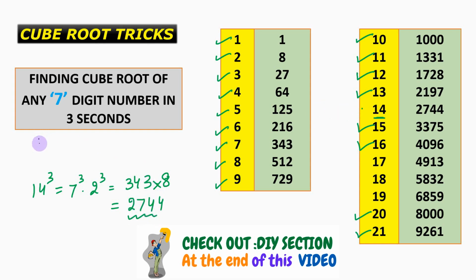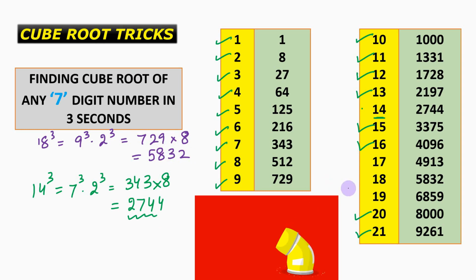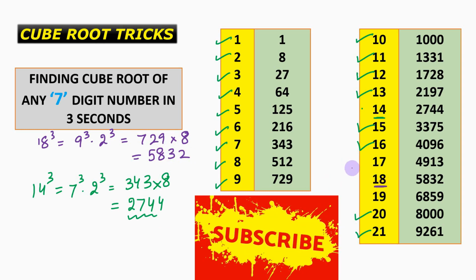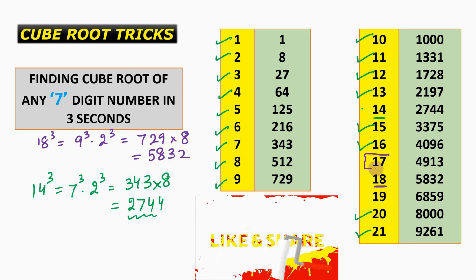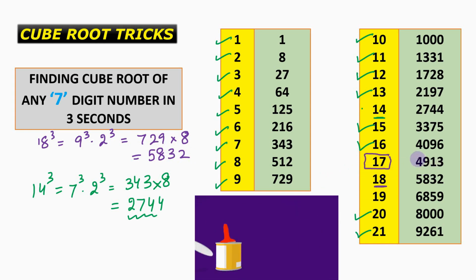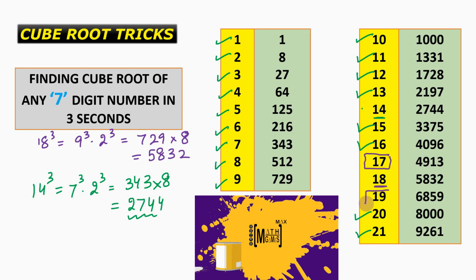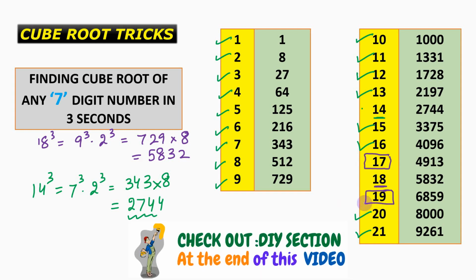Also 18 cube is equal to 9 cube into 2 cube, which is 729 into 8, which can be done mentally very easily, and this is 5832. So you can remember this also very easily. Now you have to make a little bit of effort to remember the cube of 17, which is 4913, and the cube of the number 19, which is 6859. But I promise you that if you remember all these cubes, then you will be able to find the cube root of any 7-digit number in 3 seconds.